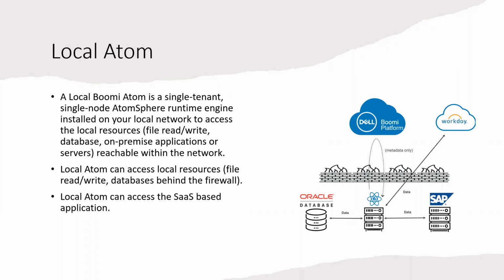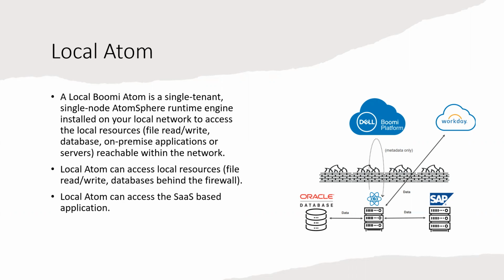The local atom is dedicated to you, unlike Boomi Atom Cloud. Boomi Atom Cloud is not dedicated to you. It can be used by multiple tenants of Boomi, whereas the local atom is single tenant and dedicated to you. And apart from that, as I mentioned, local atom can access any resources behind the firewall, as well as resources over the internet, maybe SaaS based applications, or any application which is publicly available.